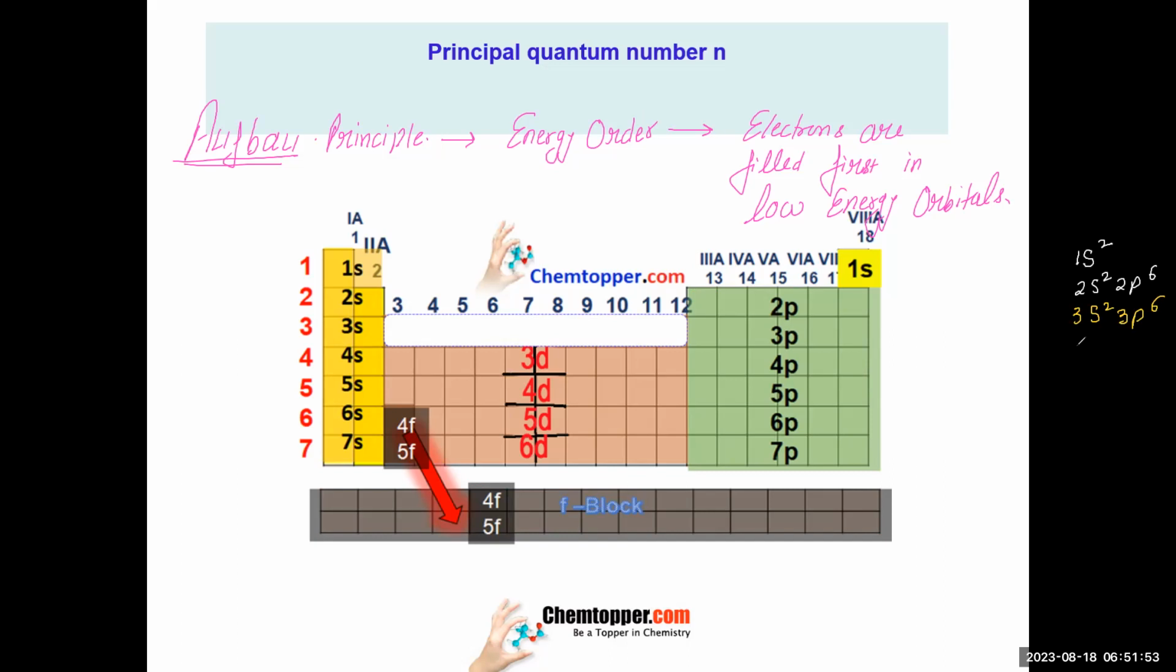Then period number 4. Look at the periodic table. The periodic table is telling you 4s, then 3d, then 4p. S can have 2, D can have 10, P can have 6.